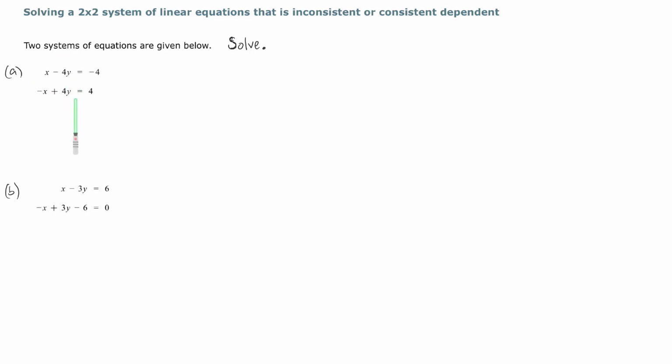Why don't we solve these two systems of equations and see what happens? The first system, conveniently, we have a lot of opposing signs. So why don't we apply the addition method to this? If we apply the addition method, we get 0 is equal to 0, which is a true equation. This is true for many values of x and y. Right? 0 equals 0 is a true equation. We already know that.